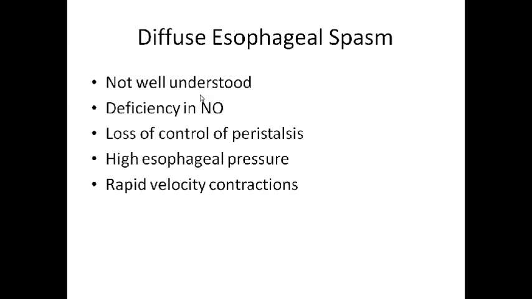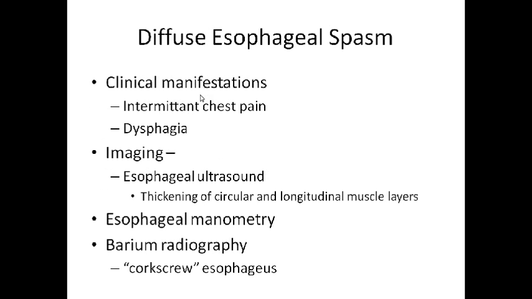We can have kind of the opposite problem in the mid-esophagus, which is diffuse esophageal spasm. Again, this is not well understood. There's a lack of relaxation. There's a loss of control of the contraction or peristalsis of the esophagus. Obviously, there's a lot of esophageal pressure with this, and we have these violent, rapid velocity contractions. Again, intermittent chest pains, they can actually feel the contractions. They'll have trouble eating, getting things down. They may also have that regurgitation.